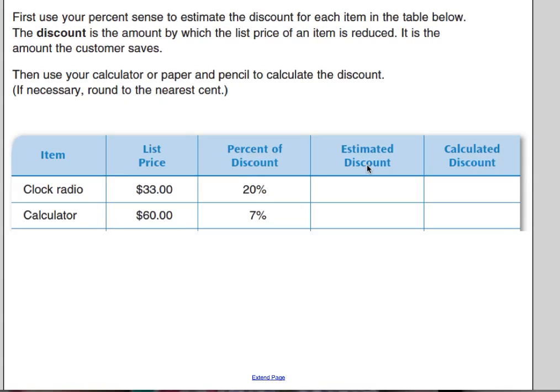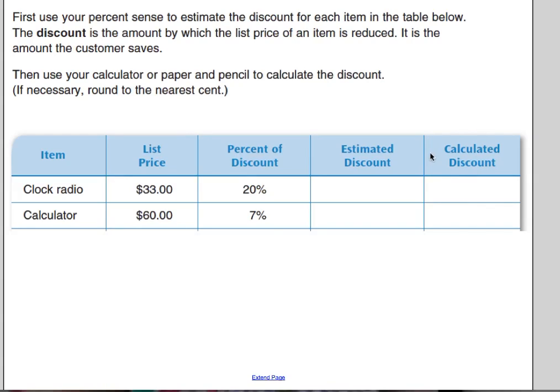So you first estimate. What I would like you to do is actually just complete this whole entire column first before doing any calculating. Then you can use your calculator or pencil and paper to calculate the discount. Remember, you're going to have to round to the nearest cent if it goes out to more than 2 decimal places. Notice they said you could use your calculator or paper and pencil. Okay, so I recommend that you try some both ways because you do need to be able to do it both ways, or figure them all out with paper and pencil and then check them with your calculator, but be able to do it both ways.